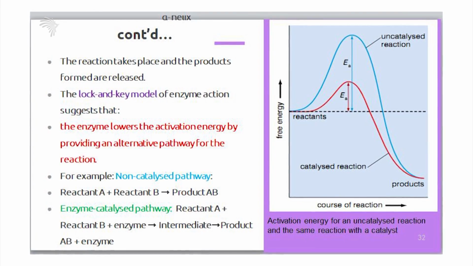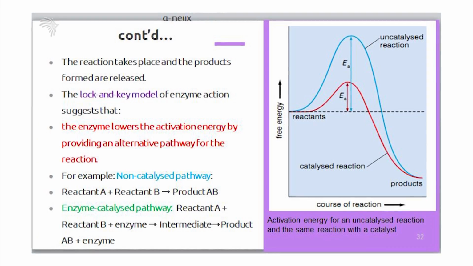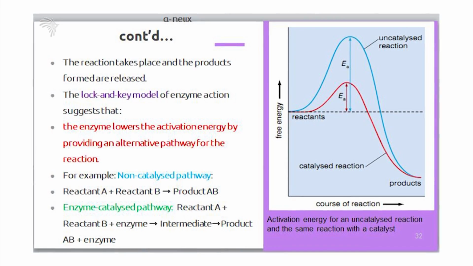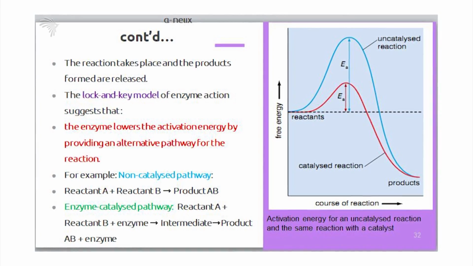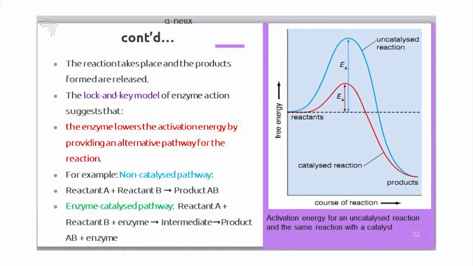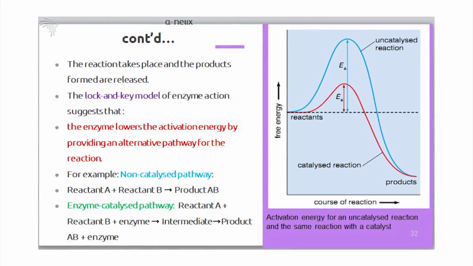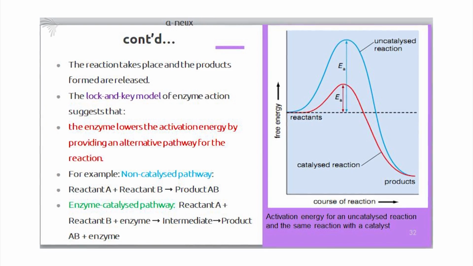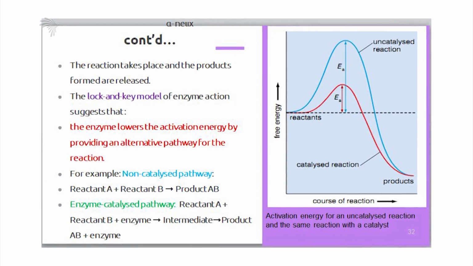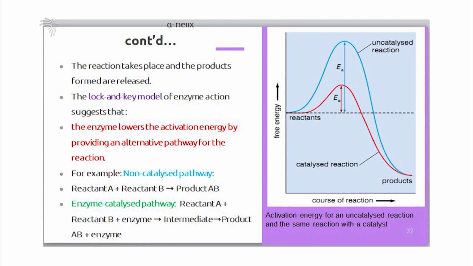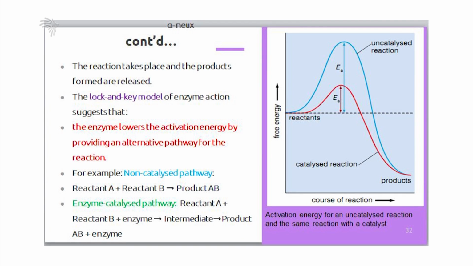So here, the lock and key model gives you two paths. One is the non-catalyzed pathway: reactant A plus reactant B gives you product AB. In the enzyme-catalyzed pathway, reactant A plus reactant B plus enzyme gives you intermediate, plus product AB plus enzyme. So these are the two alternative ways that were mentioned earlier.